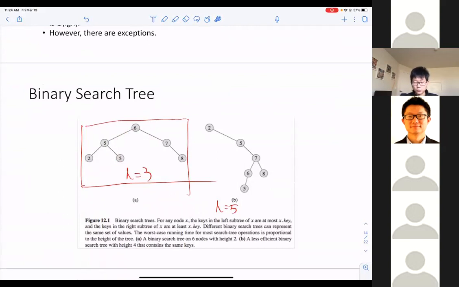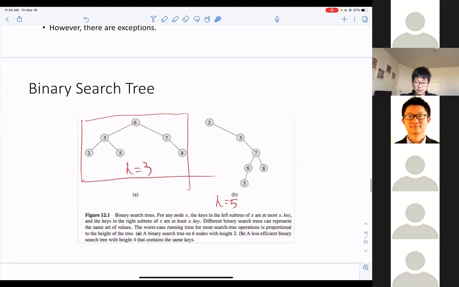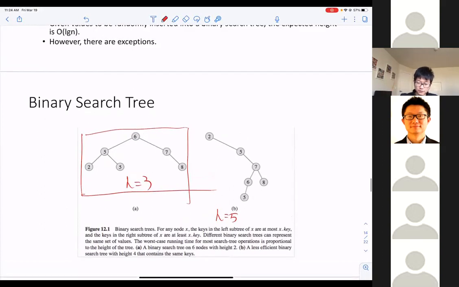So with this example, what I want to show is that even though we are given a couple of trees which store the same nodes, they can have very different heights. So the height of the tree is this: H is larger than or equal to log.